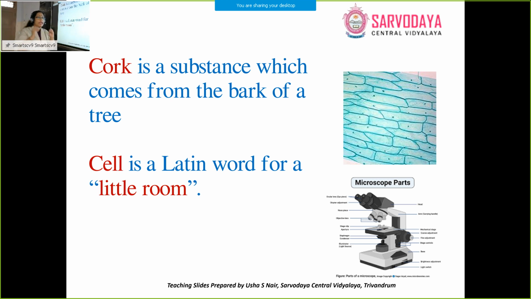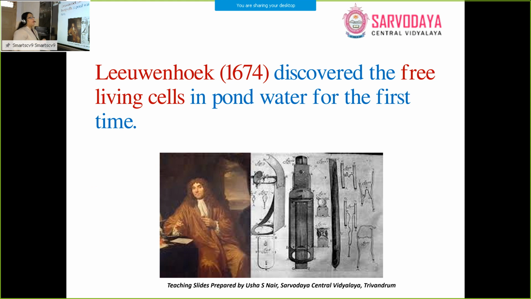This we have all learned in 8th, and we are going to learn it in more detail in the 9th standard. So here we have mentioned that cork is a substance which comes from the bark of a tree, and cell is a Latin word for little room. Here there's a structure given of a microscope, which has high magnification. This, as we know, is a plant cell. It has a nucleus, cytoplasm, and the main thing is it has the cell wall in a plant cell. We move on.